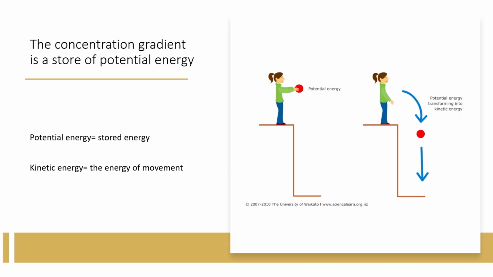Given the chance, they will try to get away from each other. A concentration gradient stores energy just like how holding a ball up in the air stores energy. Once the ball is released, or the protons move back across the thylakoid, that potential energy is transformed into kinetic energy and released.